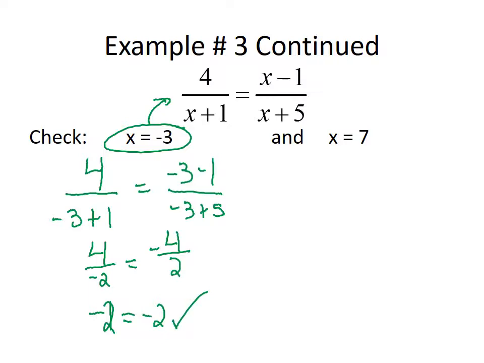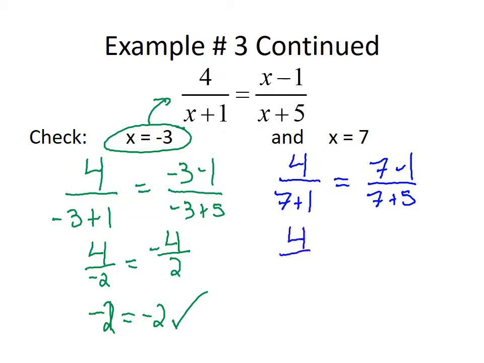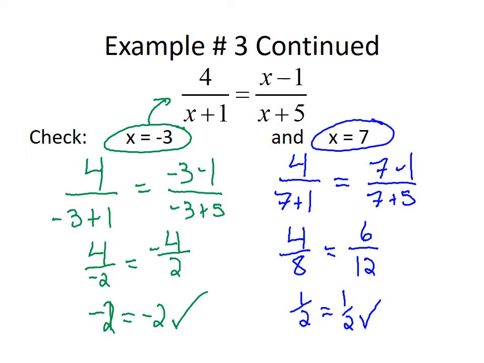Come over here, do the same thing for 7. So I'm going to have 4 over 7 plus 1 equals 7 minus 1 over 7 plus 5. 4 over 8 equals 6 over 12. Simplify both of these sides. I have 1/2 equals 1/2. These are the same, so 7 is also a solution. So this one has two solutions.